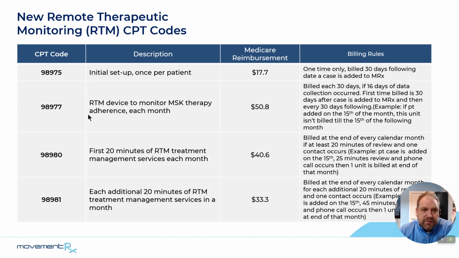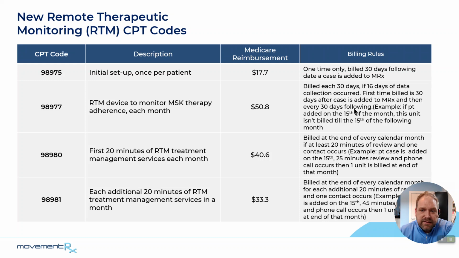All right, now row two is the 98977. That is a remote therapeutic monitoring device to monitor musculoskeletal therapy adherence. That's a monthly code, every 30 days, actually. The first one was billed after 30 days. This one's each 30 days. So it's a monthly code, and it can be generated multiple times.